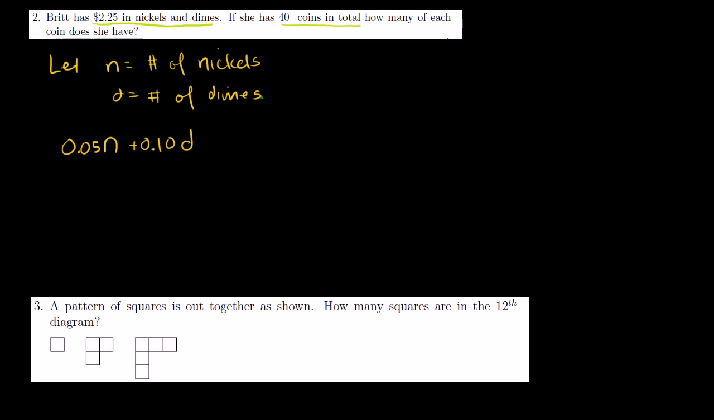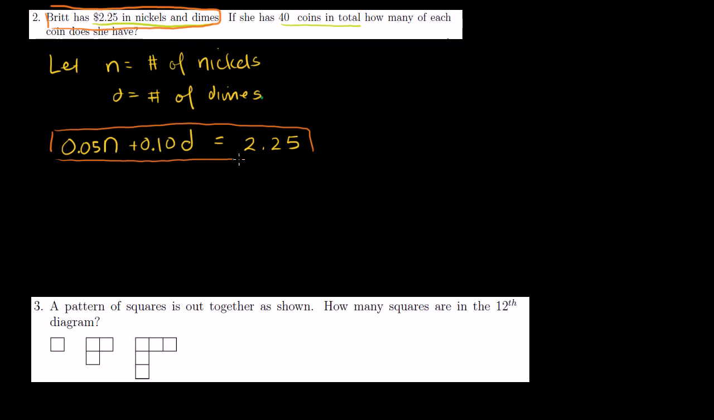If she has 5 nickels, you do 5 times 5 cents, it would be 25 cents. If she had 4 dimes, that'd be 40 cents, and you would add it all together. Now the problem tells us that the total amount of money she has is $2.25. So this first statement can be translated into this equation. You multiply 5 cents times the nickels plus 10 cents times the dimes, and you end up with 225.